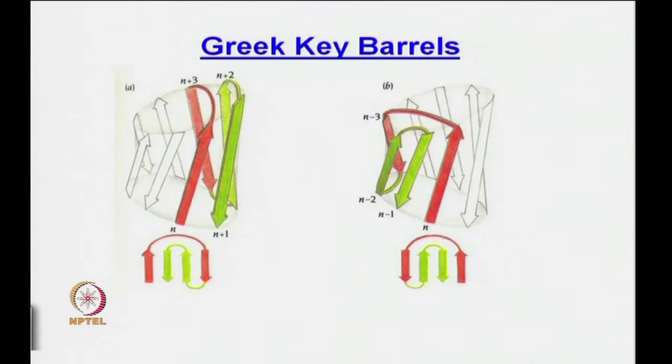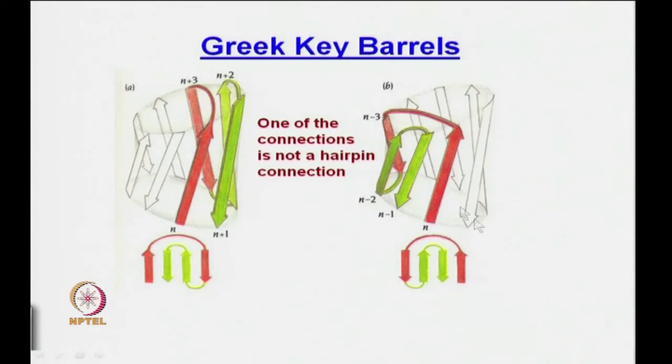So, it is essentially beta. Now, what you see out here is that one of the connections is not a hairpin connection. Remember, a hairpin connection is one where you take this and you take this, the two adjacent strands are connected by a hairpin loop, but you can only get a Greek key barrel where you do not have such a hairpin connection. That is why it says one of the connections is not your typical hairpin connection. If you look at this topology and at these two strands, this is n and this is n plus 3, that means you have a linker between n and n plus 3. This is not a short hairpin loop. Why? Because these are not two adjacent strands. One is n and the other one is n plus 3.